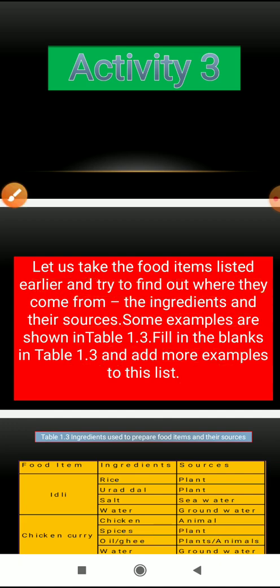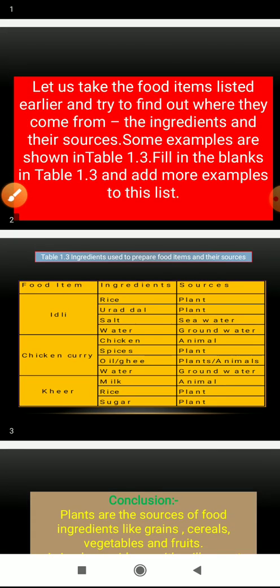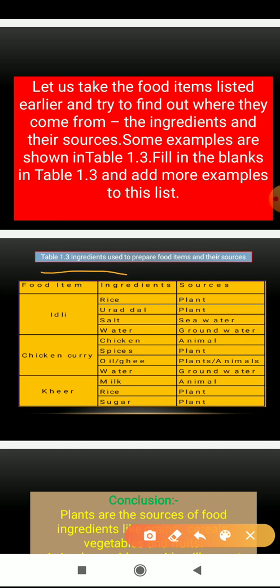So we will see table 1.3. Look here. What is given in it? Ingredients used to prepare food items and their sources. If you observe, there are 3 columns. In the first column, food items are given. In the second column, ingredients used to prepare the food item, and in the third column, sources of these ingredients.